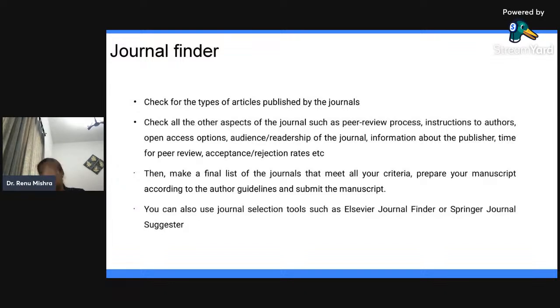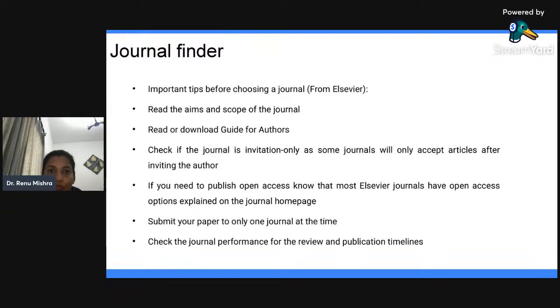Then when it comes to the journal finder, once you have the requirements of the journals which suit your paper publication process, whatever your criteria are, you may go for the list of the journals. And also you can use journal selection tools such as Elsevier Journal Finder or Springer Journal Suggester. You may go ahead with that too.